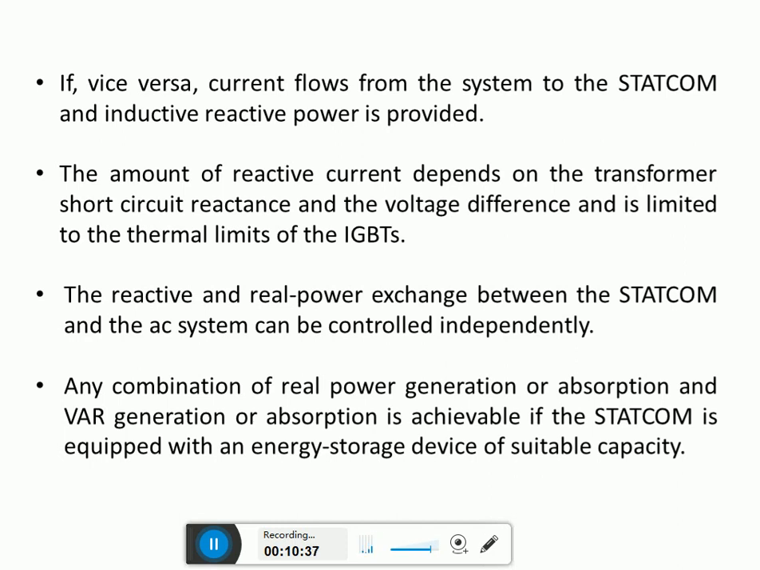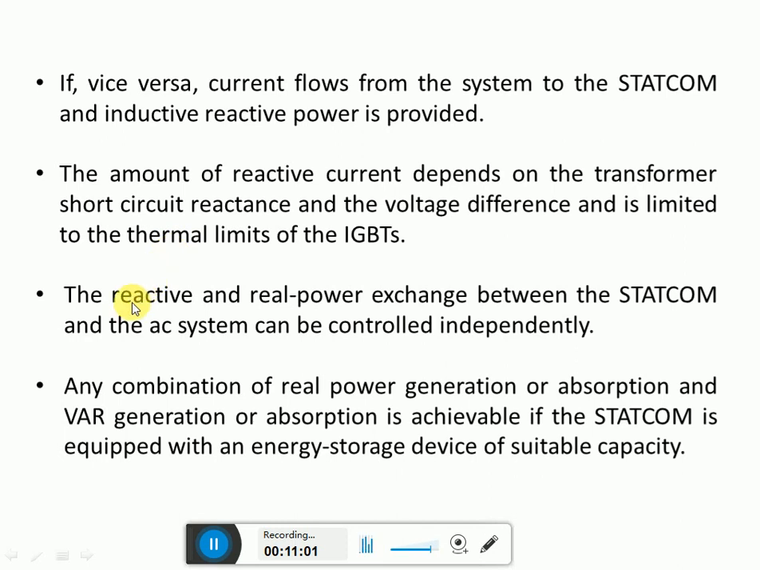So the current which is flowing, or which is generated by the STATCOM, also depends on the thermal limits of the IGBTs or the switches, whatever is used in the voltage source converter. So that also limits the amount of current to be transferred through the path.